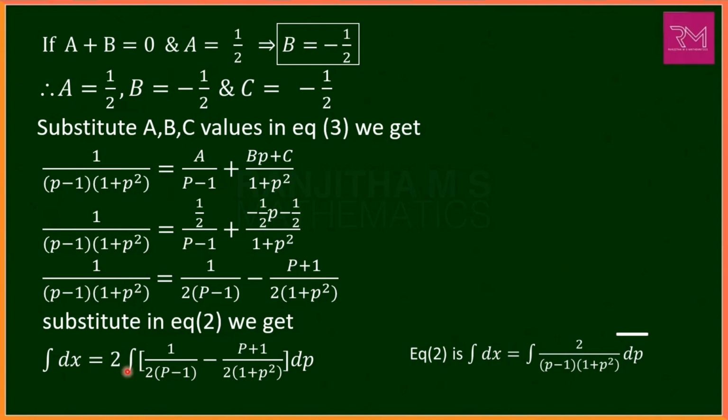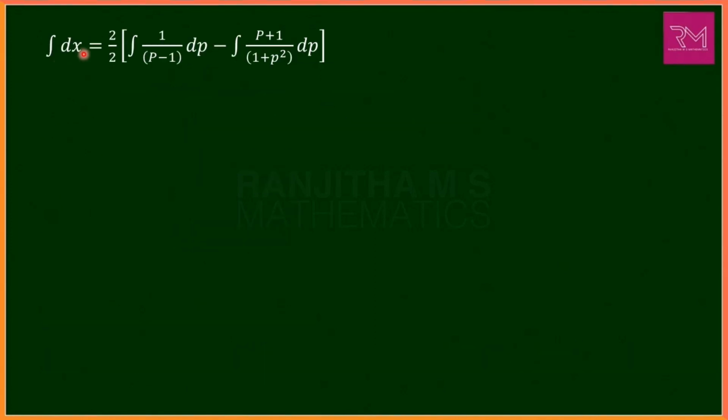Here take 2 outside the integration. The remaining integration of 1 by p minus 1 into 1 plus p square into dp, you can substitute as integration of 1 by 2 into p minus 1 minus p plus 1 divided by 2 into 1 plus p square. Here we can take 1 by 2 as common now. Integration of dx is equal to 2 divided by 2 into integration of 1 by p minus 1 into dp minus integration of p plus 1 divided by 1 plus p square into dp.